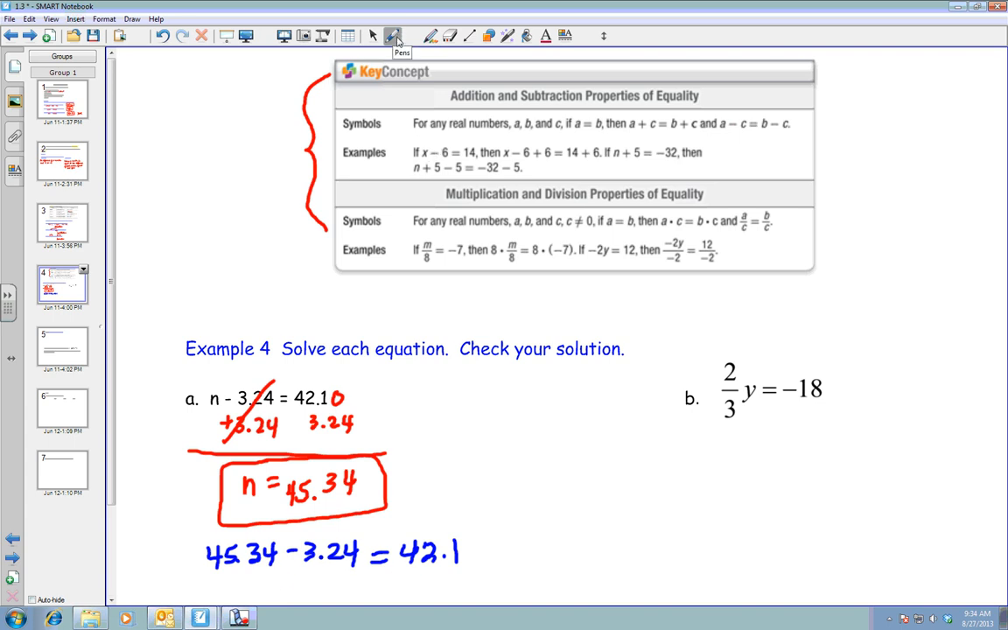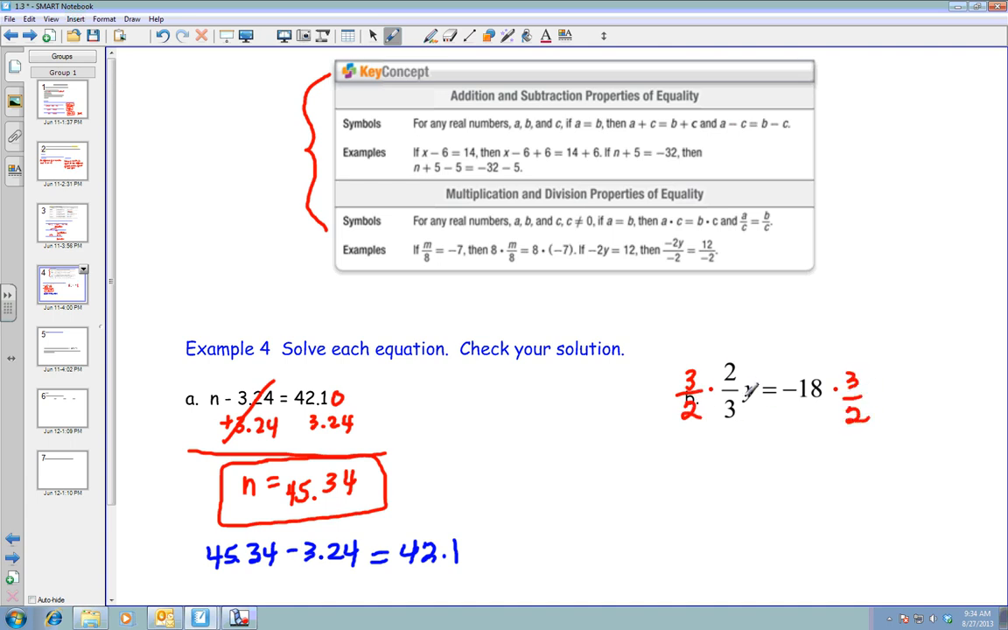Okay, so let's do B. 2/3 y equals negative 18. So I want y by itself. That means I have to get rid of whatever's next to my y. So I have 2/3 times y. So to get rid of that, normally I would divide by 2/3. But way back in elementary school, we learned that we really can't divide fractions. So we're going to multiply by its reciprocal. Okay? Remember the reciprocal is 3 over 2.